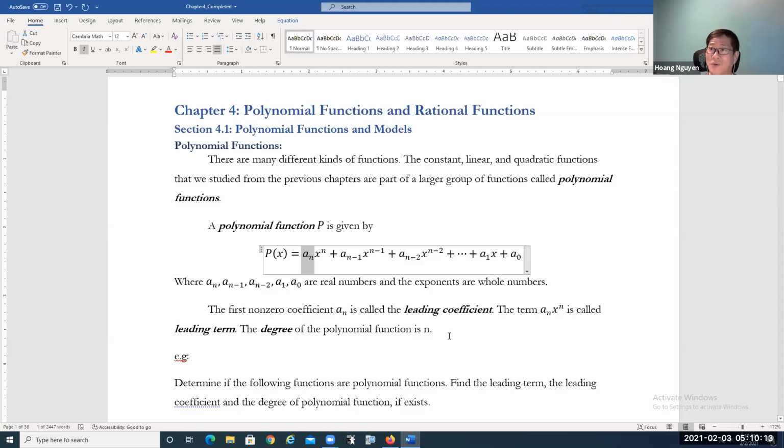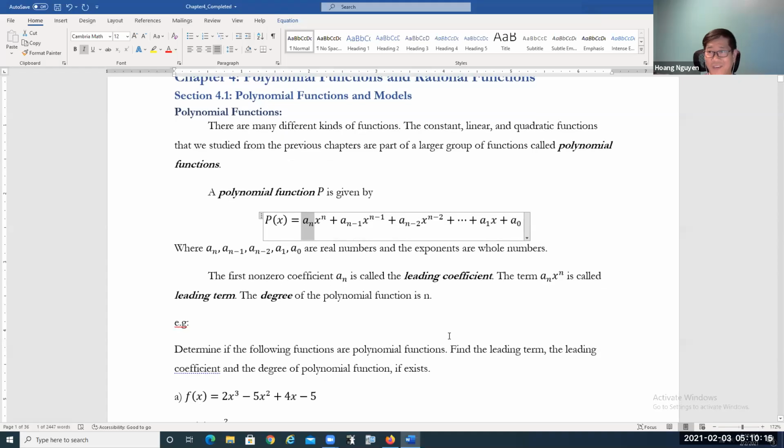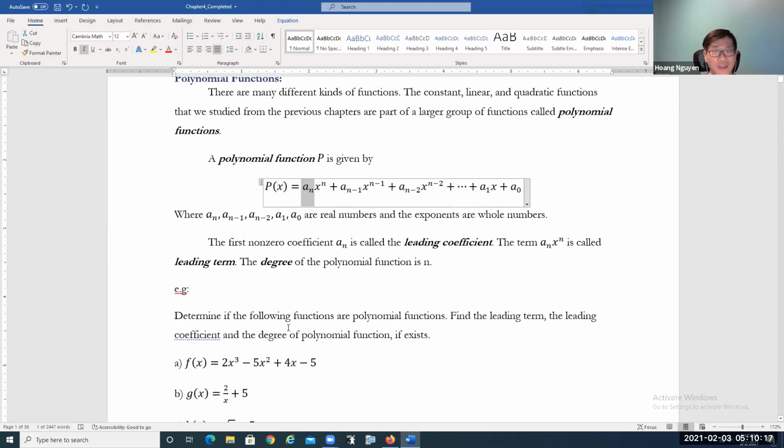So let's apply those definitions to answer the first question. Determine if the following functions are polynomial functions, and find the leading term, the leading coefficient, and the degree of the function if they exist. Let's take a look at the first example. Part A.